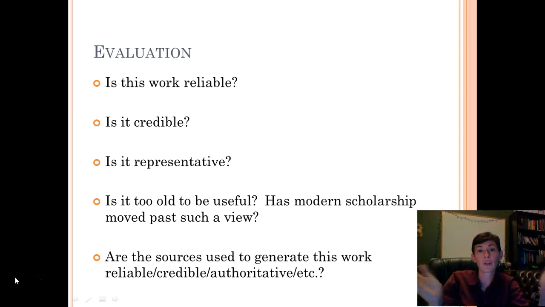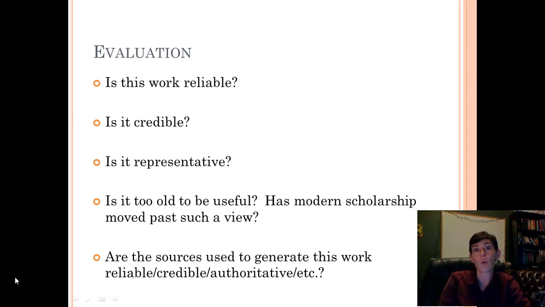Evaluation. Now, these are the critical thinking questions, the questions that require deeper thought, much deeper thought. So is this work reliable? Well, that depends on what you're using it for. If you want to understand the experience of Catholics from the Catholic perspective, it's extremely reliable. It's approved by the Catholic Church itself. It's written by Catholics about Catholics. So in that sense, it is reliable.